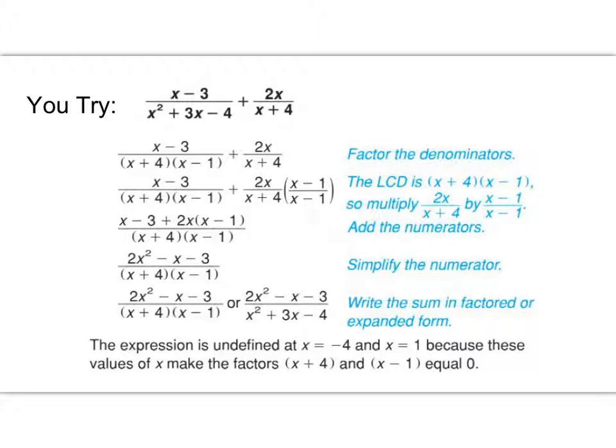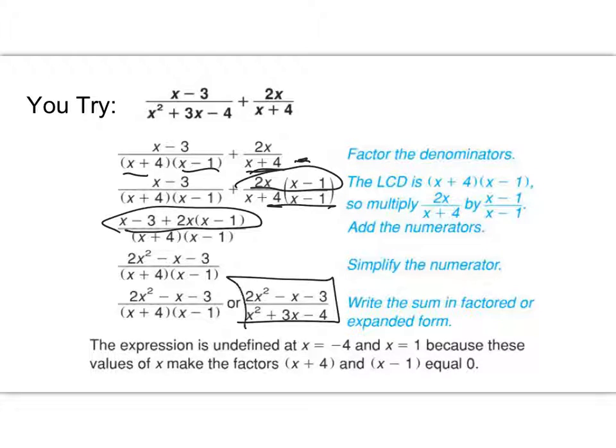Hopefully you factored your denominators correctly and you ended up with x minus 4 or x plus 4 and x minus 1, and then you could see that you only needed to multiply this side by x minus 1. That's what I have here. And then you could multiply this out, or not. Combine the top, multiply it out, and simplify. In the end, you should have ended up with 2x squared minus x minus 3 divided by x squared plus 3x minus 4. And you can see from the very top up here that x cannot equal negative 4 or 1.